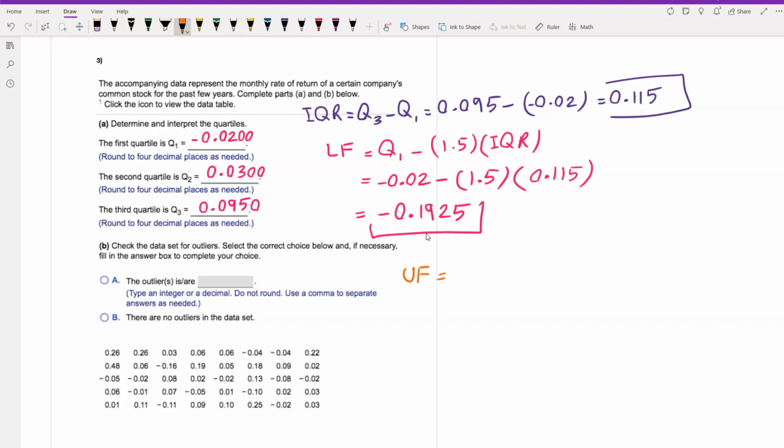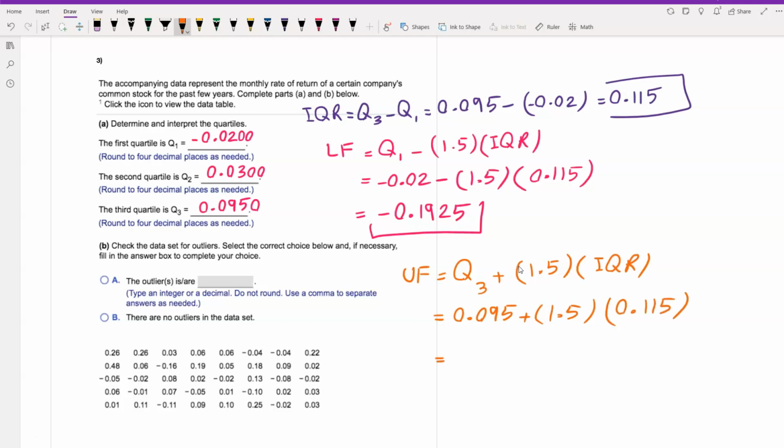And now upper fence. For upper fence, we have to start with Q3 and then add 1.5 times interquartile range. So Q3 is 0.095. Here interquartile range 0.115. So we have 0.2675.